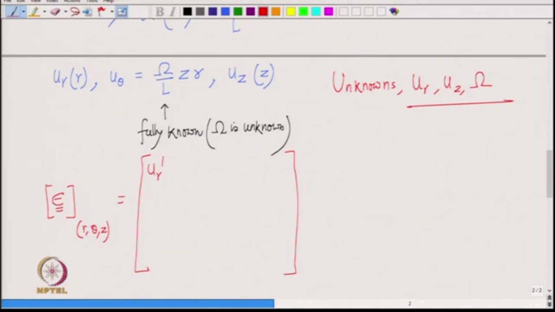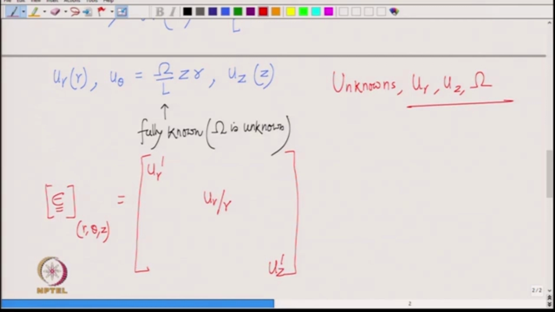This second component, if you recall, is 1 over r del u theta by del theta plus u r by r, but because u theta is not a function of theta, we simply have u r by r. So, the hoop strain is u r by r, and finally, the axial strain, that is del u z by del z, becomes u z prime, because we know that u z only depends on z.